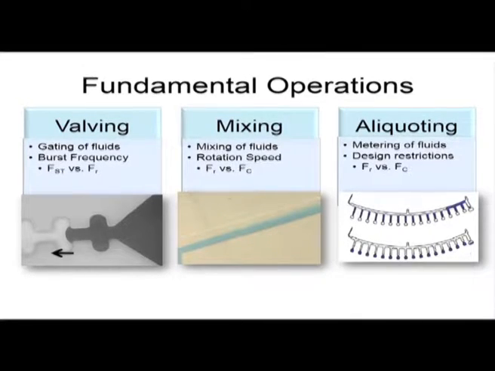Fundamental operations. Now, you can see valving. Valving we have already shown that you can use the centrifugal force as a valving parameter, that is by making the fluid rotate at a certain frequency. If your centrifugal force overcomes the surface tension force for a hydrophobic channel, the fluid will start flowing. So you can use this for valving.